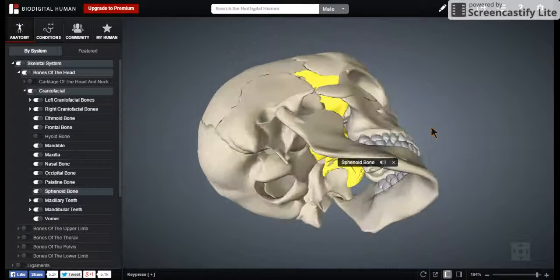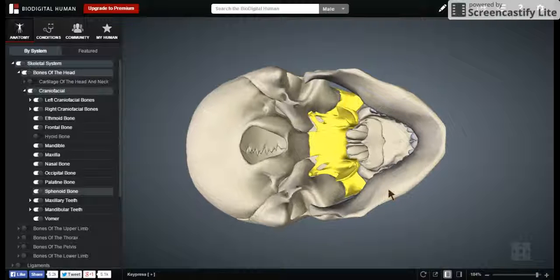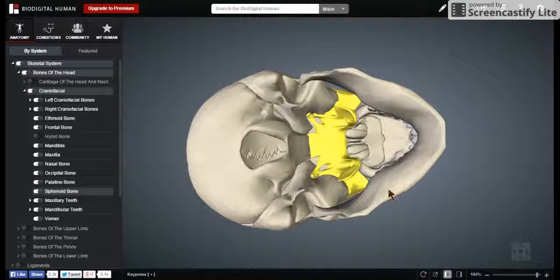Inferiorly, you can also see the sphenoid bone. Let me rotate this for you. So the sphenoid bone, this portion right here is the mandible. The mandible may or may not be around in the jaw that you're looking at, so just be aware of that. This is the roof of the mouth. There's the maxilla. Posterior to that is the palatine bone. So that's the posterior portion of the roof of the mouth.